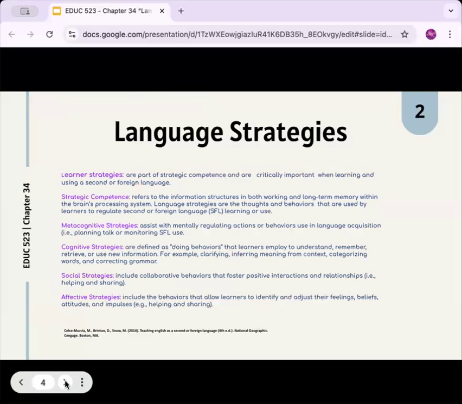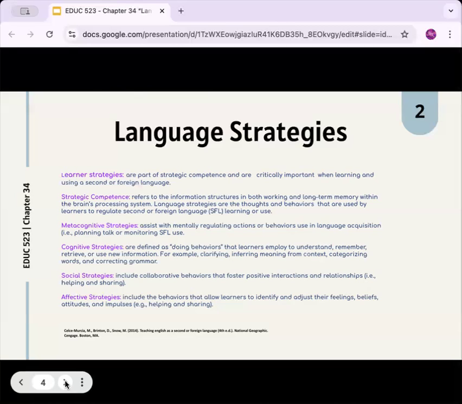We have the learner strategies. These are part of strategic competence and are strategically important when learning and using a second or a foreign language. Strategic competence refers to the information and structures in both working and long-term memory, what the brain processing systems and language strategies are. Both are thoughts and behaviors that are used by learners to regulate second language acquisition. We have metacognitive strategies. These assist with mentally regulating actions or behaviors used in language acquisition.